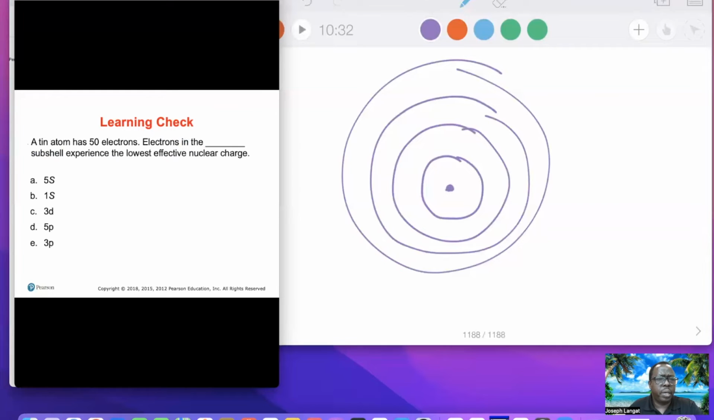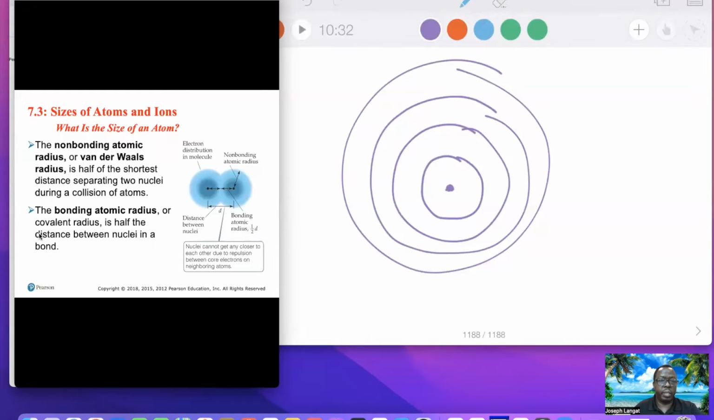In the next one, which is number 50, electrons in the subshell experience the lowest effective nuclear charge, which means as you go away from the nucleus, I'll expect this to be 5B. All right, if you write 5B, this is the strongest or the highest. The greatest is 1S, but here 5B, D is the correct answer.